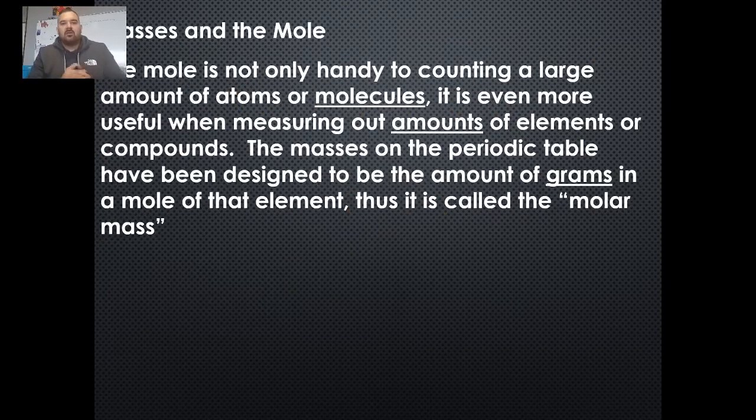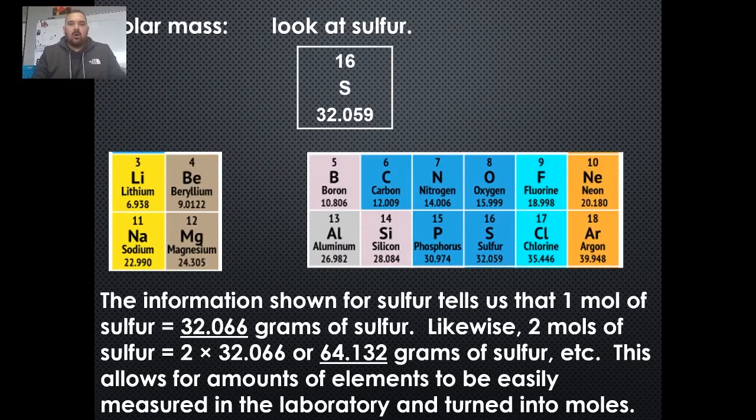All right, so the mole is not only handy in counting large amounts of atoms. It is even more useful when measuring amounts of elements and compounds. The masses on the periodic table have been designed to be the amount of grams in 1 mole of that element, thus called the molar mass. So the molar mass is the mass of 1 mole of any element on the periodic table. This is the last piece of new information you're going to get on the periodic table. We've been calling this the mass number. Moving forward, I'm going to be calling it the molar mass.